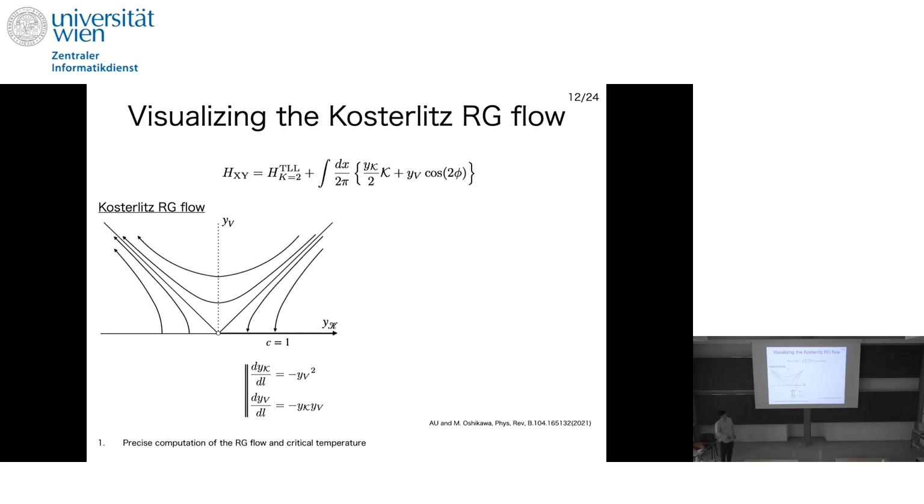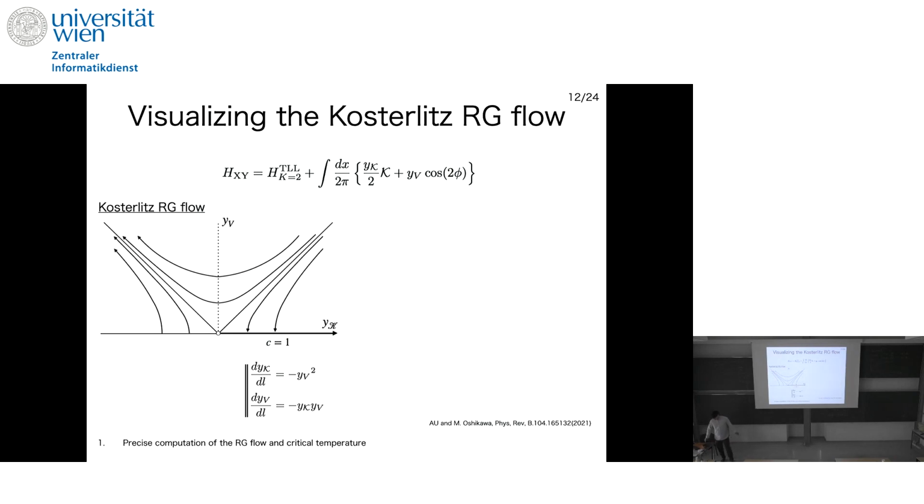I can go for a more complicated one, which is the BKT transition. So the BKT transition is described by a Sine-Gordon model, and Kosterlitz derived this famous Kosterlitz RG flow. By solving this equation, you see this Kosterlitz RG flow, which belongs to this BKT transition line. You have the phase transition into the Gaussian theory and this disorder phase.